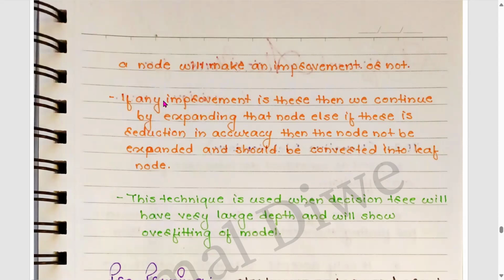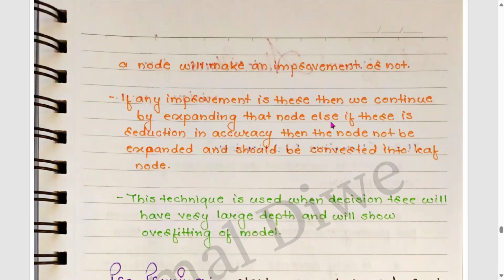If any improvement is there, then we continue expanding that node. That means we have to expand that node only when there is improvement. This is the meaning of this. If there is improvement, then we have to expand that.